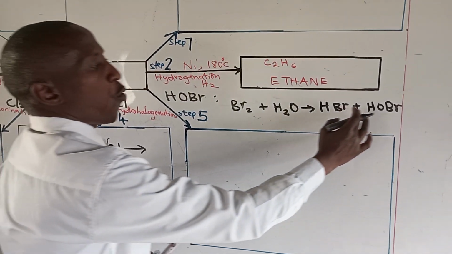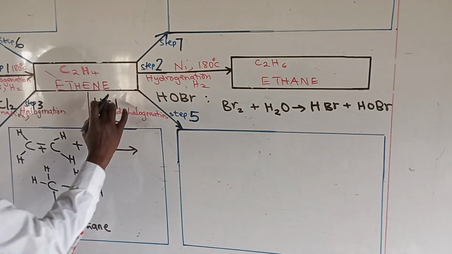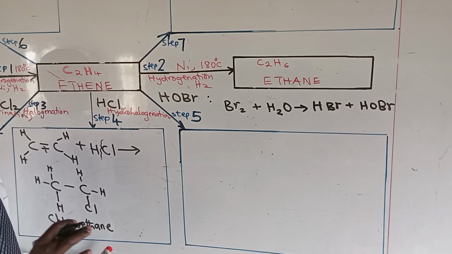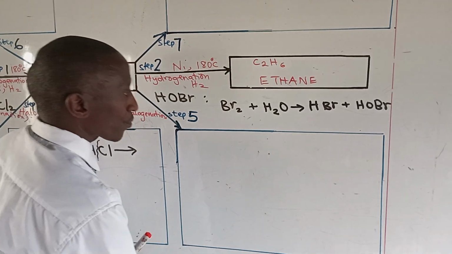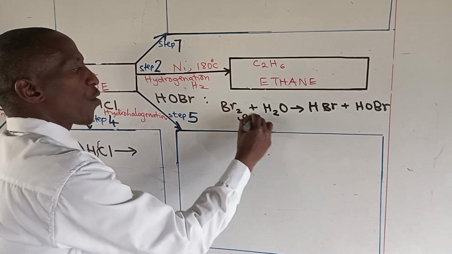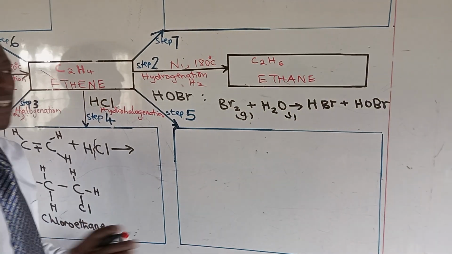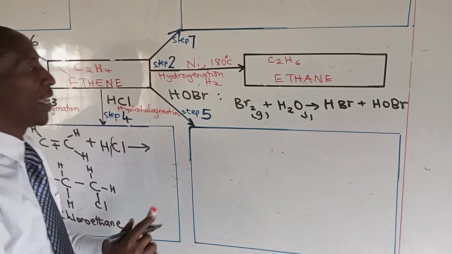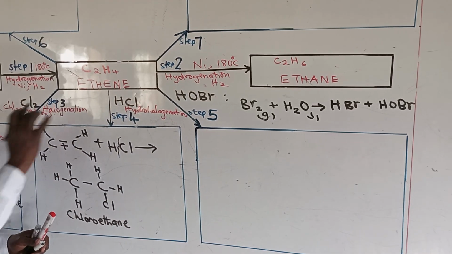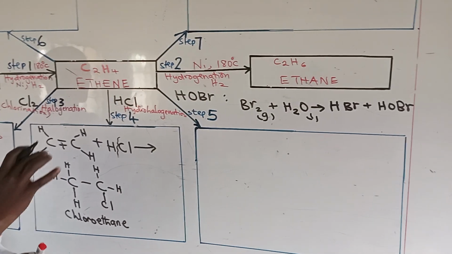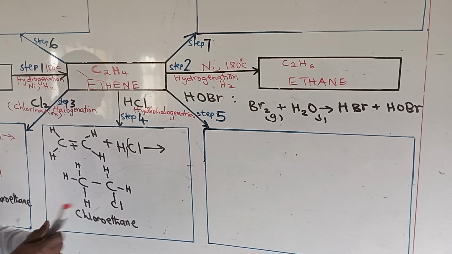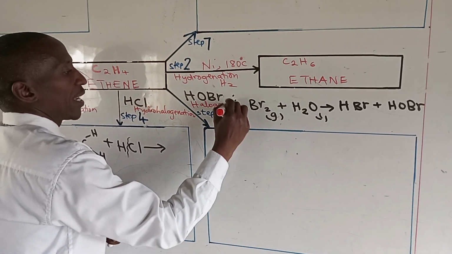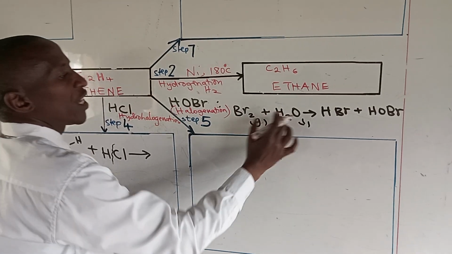However, we ask ourselves, what if this one now were to be the one to react with ethene? What would happen? What would be that kind of a reaction? So we get it that since this bromine is being dissolved in water, we normally say that this reaction with hypobromous acid, HOBr, is a type of halogenation. The HOBr represents a halogenation type of a reaction. So we say in step number 5, this is halogenation. Halogenation. It's only that the bromine is dissolved in water.